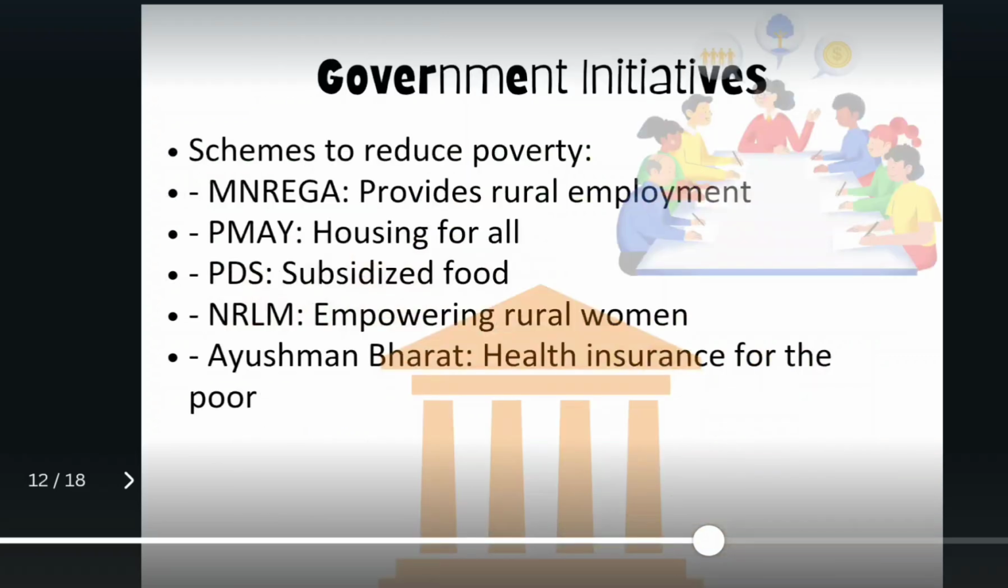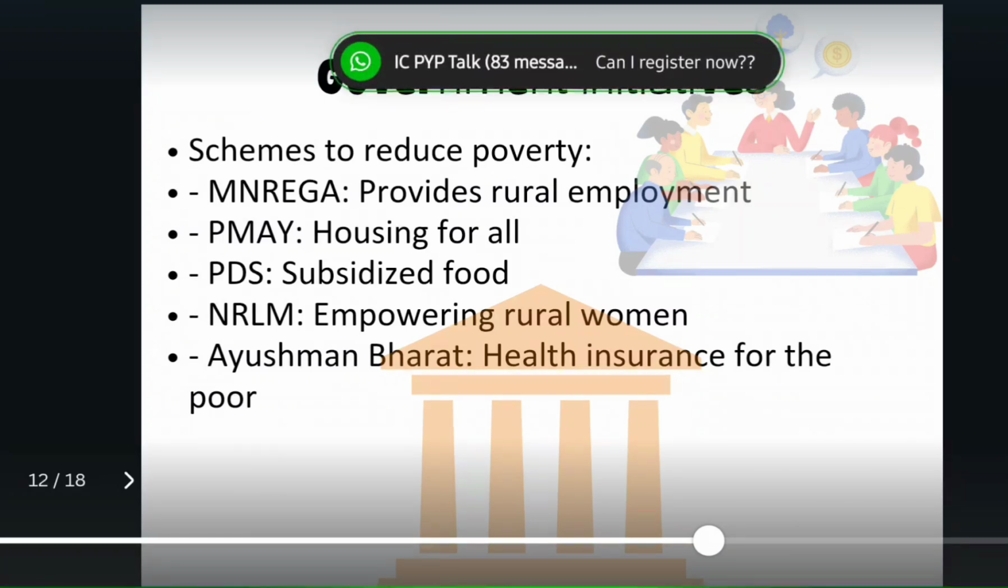Now, what are the government initiatives? Now you might be thinking that there might be some kind of initiatives, right, which are taken by the government to maybe eradicate poverty or some kind of schemes. So the schemes to reduce poverty are MNREGA, which provides rural employment.